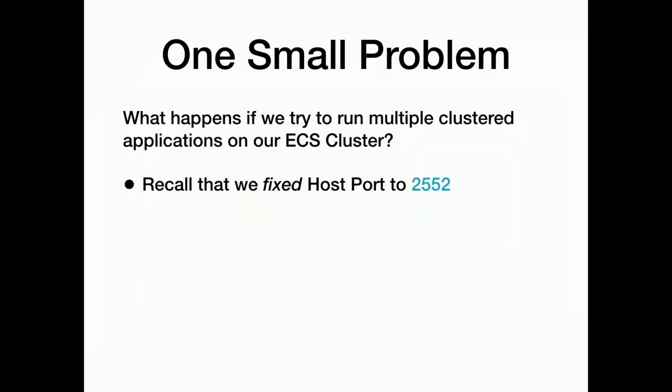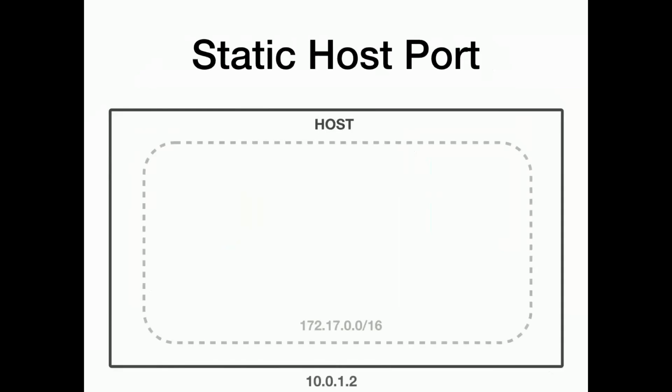Well, recall we fixed that host port to 2552, right? So what happens if you're going to try and run multiple clustered applications in our ECS cluster? So let's say we want to run multiple Akka Cluster applications on one instance. Let's see what happens, right? So we have one instance, right? One physical host, and we're going to try and run two Akka applications on it, right? And remember, we fixed that host port to 2552.